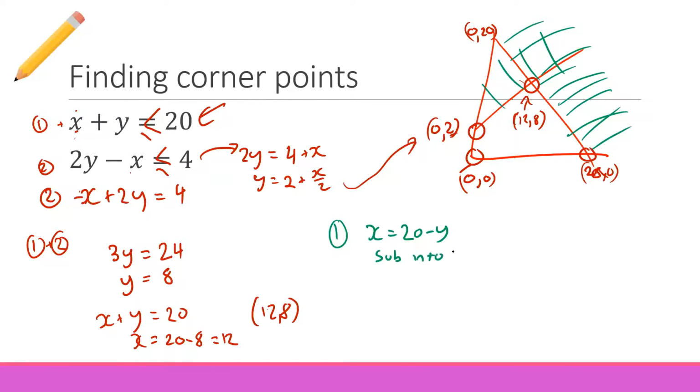You could substitute that into equation 2, which would give you 2 times, in this case, 2y, sorry, we've got a mistake there too. 2y minus 20 minus y is equal to 4. And then simplifying that gives you 2y minus 20 plus y equals 4. And then that gets you the same point. If you don't believe me, 3y equals 24, y equals 8. So you can do it via substitution if you want, but you don't have to.